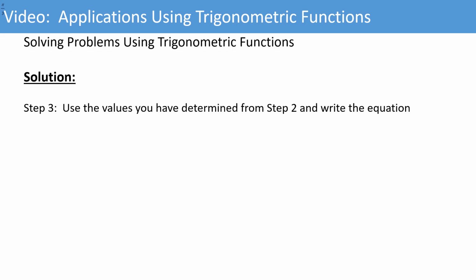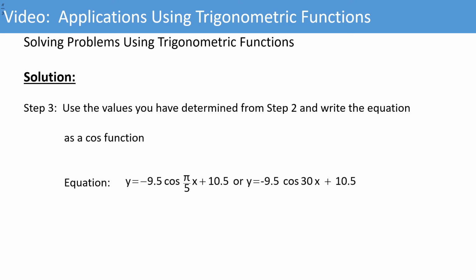Now, step 3, use the values you have determined from step 2 and write the equation as a cos function. Since we start at the bottom, it's going to be a reflection, so we're going to use negative 9.5. It's a cos function. Now, we don't need a shift, so it would be negative 9.5 cos (pi over 5)x plus 10.7, or negative 9.5 cos 36x plus 10.7.